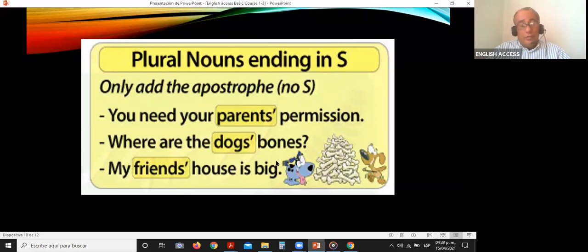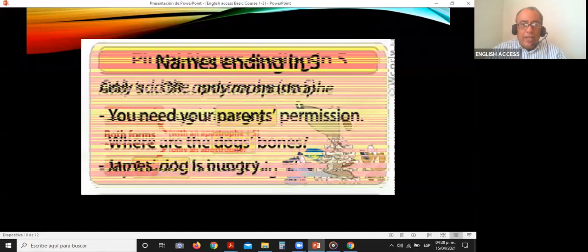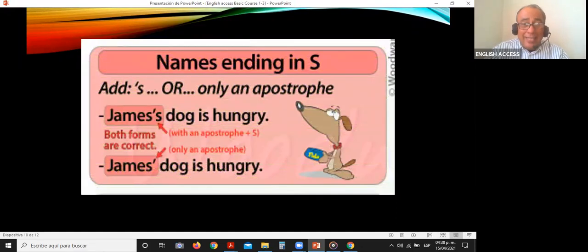This house is a description. My friend's house is big. The house belongs to my friends. So these are plural nouns ending in an s, so we only write down the apostrophe. And also for names that end in an s, for example, James, we add the apostrophe only. Some grammar books tell us that you can add apostrophe s, but in this case, we are only going to use the apostrophe.